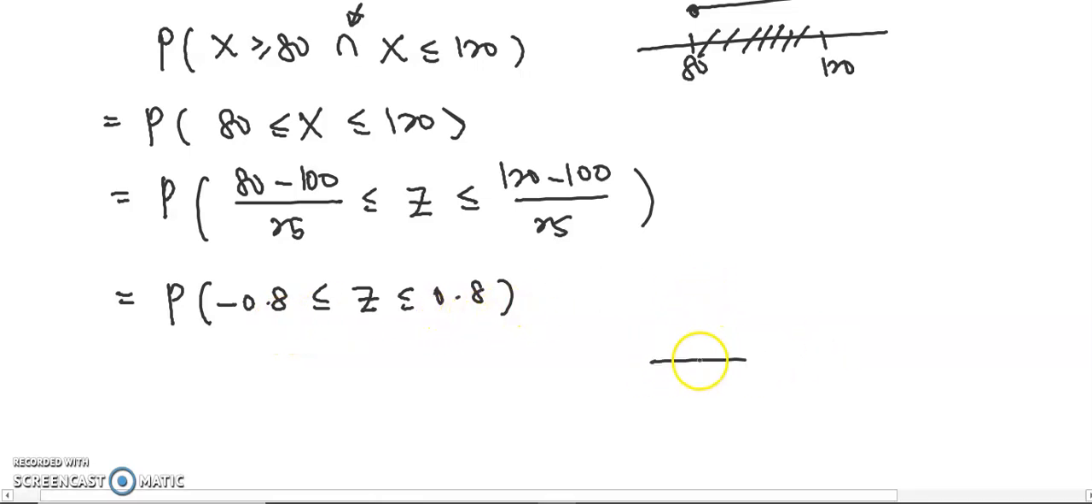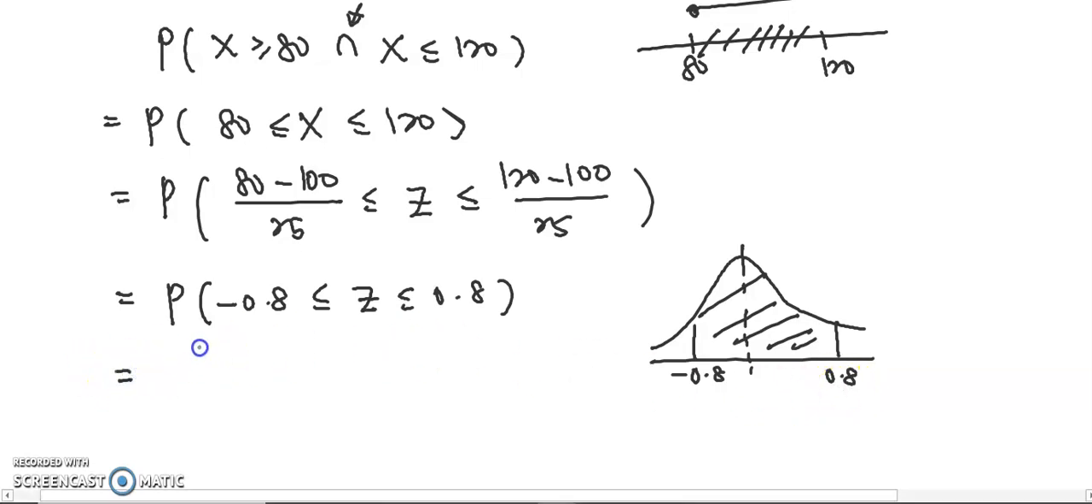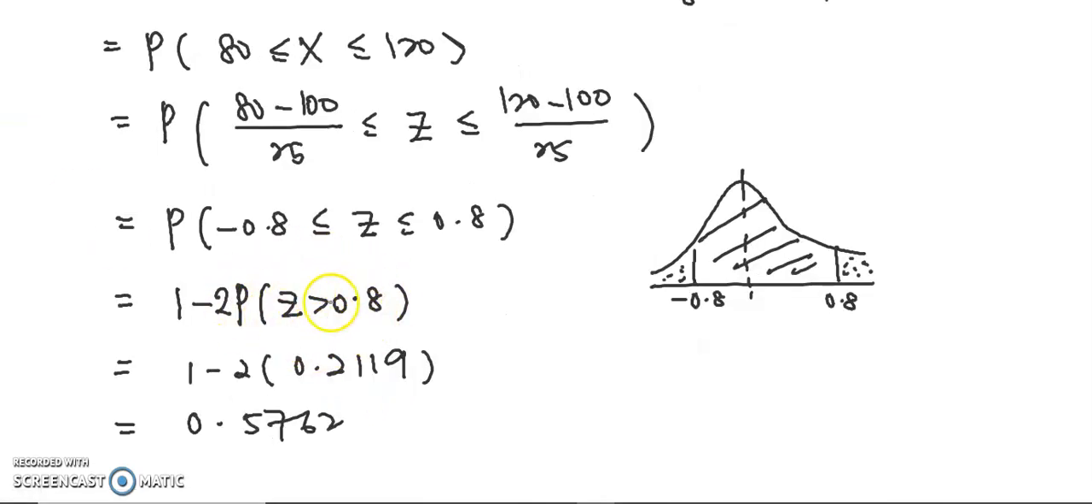So try to sketch your bell shape to determine which is the region to get and figure out how you find it from the table. From the bell shape diagram, you can see that you are going to find the area in between negative 0.8 and 0.8. By using the table, we need to modify to suit the table, that is using 1 minus P(Z greater than 0.8) twice. This area and this area are obviously the same, so we can put twice the probability of Z greater than 0.8. Get the value of the probability Z greater than 0.8 from the table, that is 0.2119. Finally, simplify, we get 0.5762.